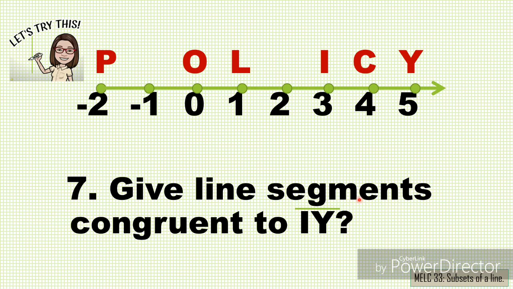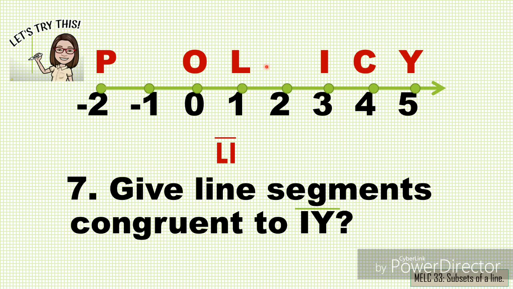So, i-determine muna natin kung gaano kahaba ang line segment IY. So, 2 units yan. Kasi from point I, isa, dalawa. Okay? So, 2 units. Dapat ang mga segments na i-identify natin ay 2 units din ang haba. So, meron na kayo naisip? Okay. The segment, one segment that is congruent to it ay yung LI. O di kaya IL. Okay lang yun. Same lang ang name niya. Kahit baligtarin natin ang letters.